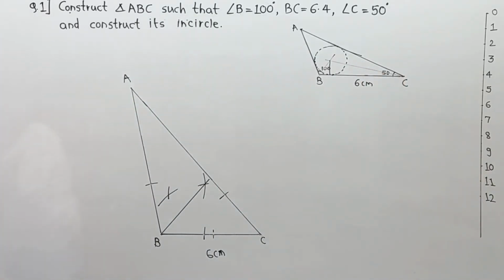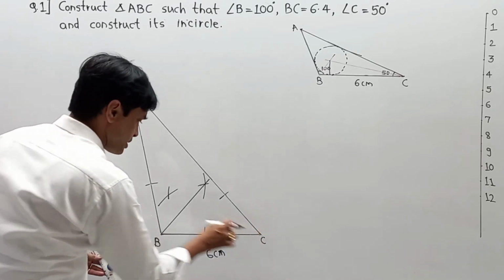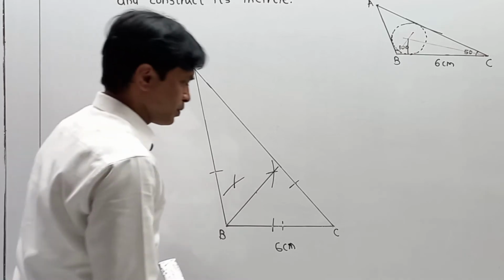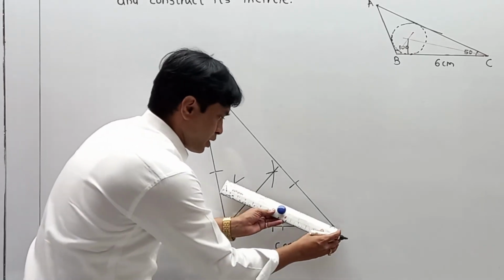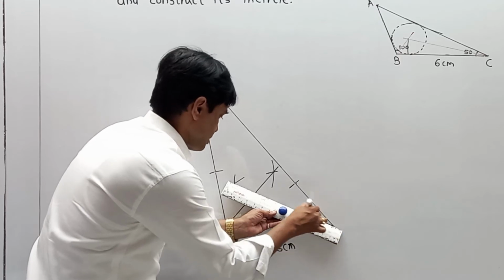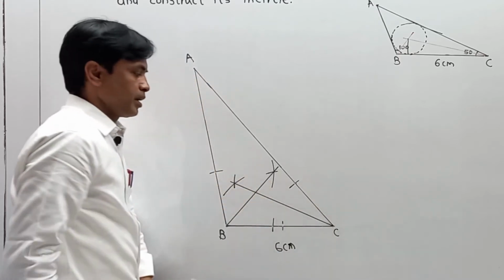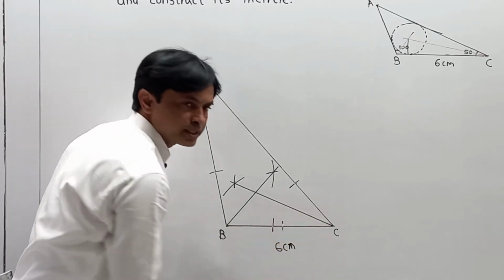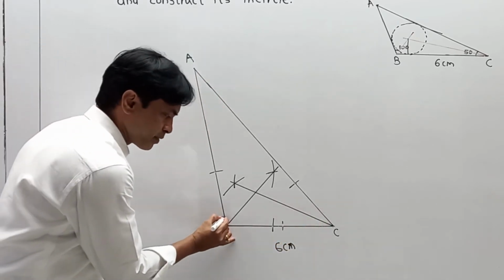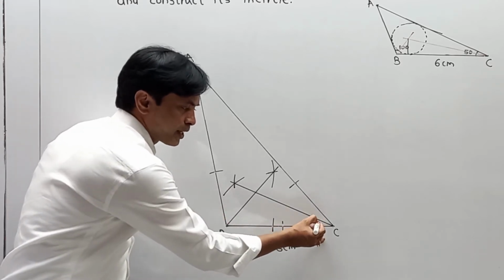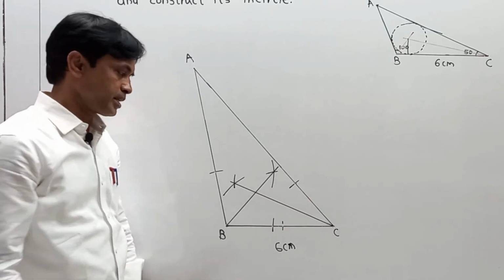Now our target is to join C and this point over here. So please pay attention. Now here I am going to join C with this point. Now definitely we can say that angle C is also bisected over here. It means your angle B is divided into 50 and 50, and your angle C of 50 is now divided into 25 and 25. Logically you can say that.